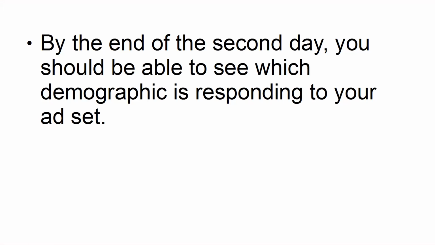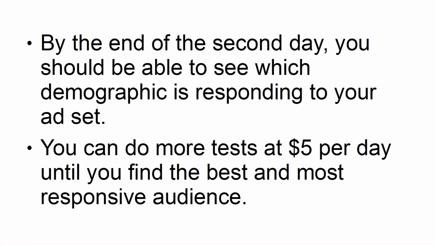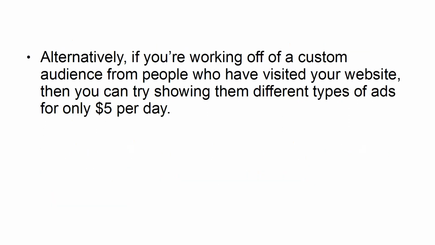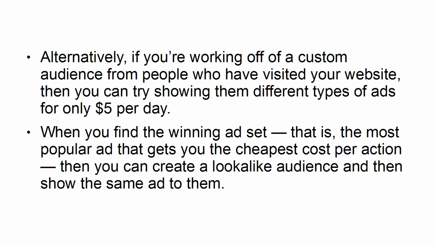By the end of the second day, you should be able to see which demographic is responding to your ad set. You can do more tests at $5 per day until you find the best and most responsive audience. Alternatively, if you're working off a custom audience from people who have visited your website, then you can try showing them different types of ads for only $5 per day. When you find the winning ad set, that is, the most popular ad that gets you the cheapest cost per action, then you can create a lookalike audience and then show the same ad to them.